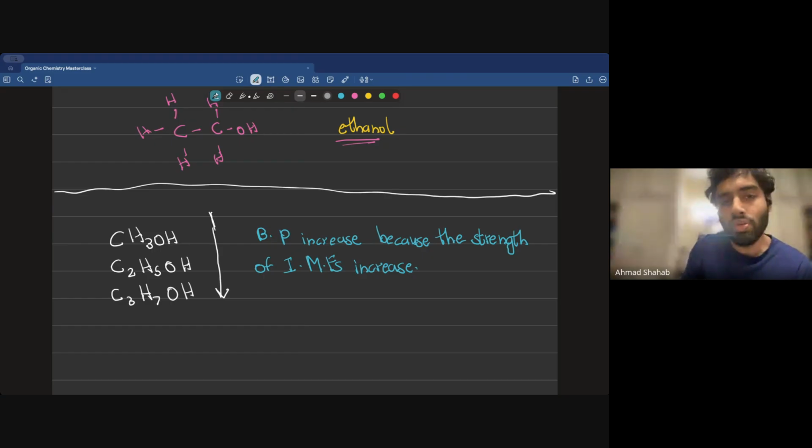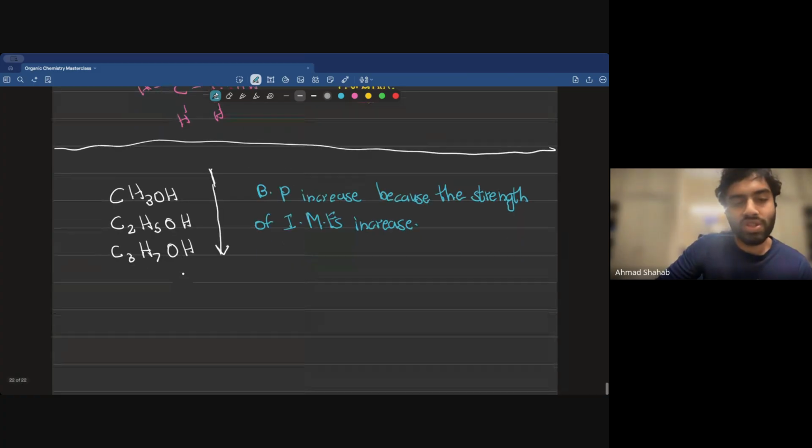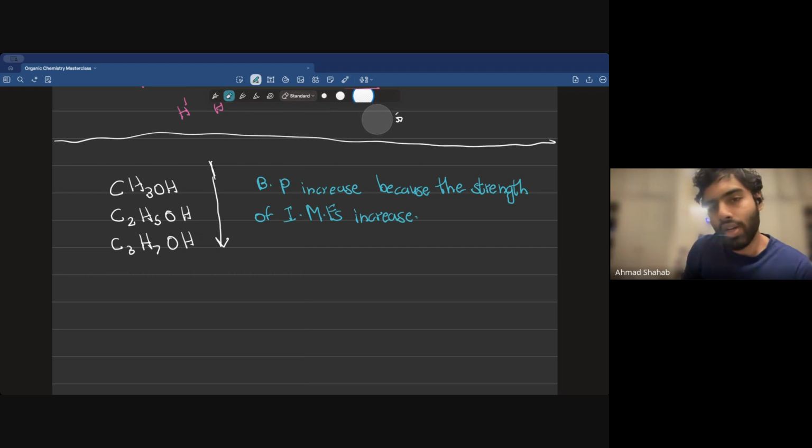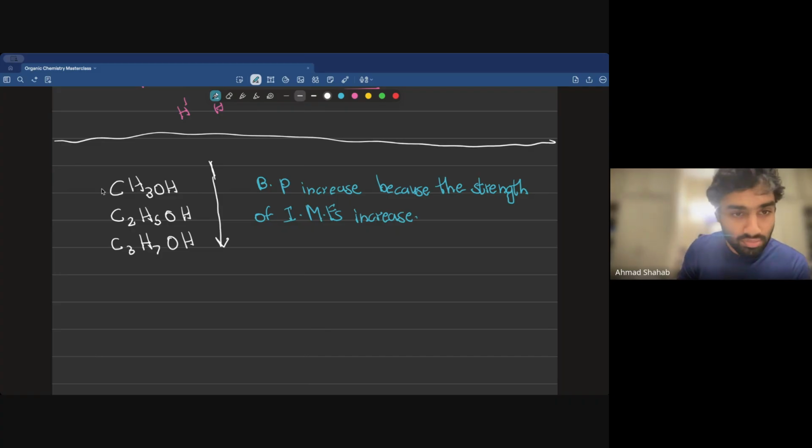But for now, you just need to know that as the strength of intermolecular forces increases, the boiling points also increase. This is something I wanted to show you as well, that even in this family of compounds, the physical properties gradually change. However, the chemical properties remain the same. Why? Because they all have the same functional group, right? I hope this is clear. I hope this makes a lot of sense, actually.